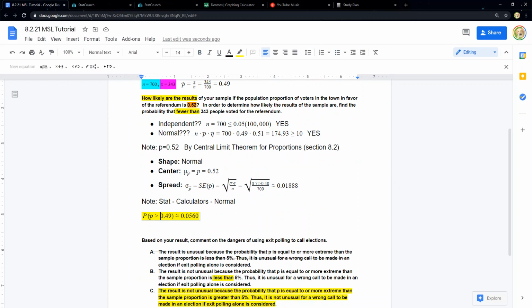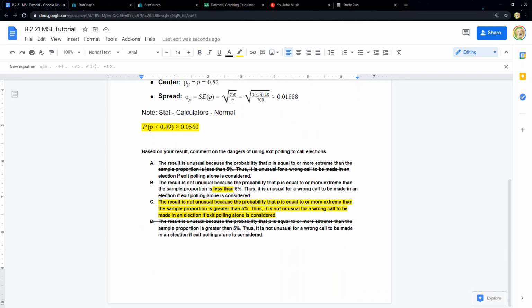We were going fewer than. My goodness. Because it said fewer than, so I'm going to go less than. So less than 0.49. If it's greater than for you, then do a greater than. And then figure out what you're doing from there.